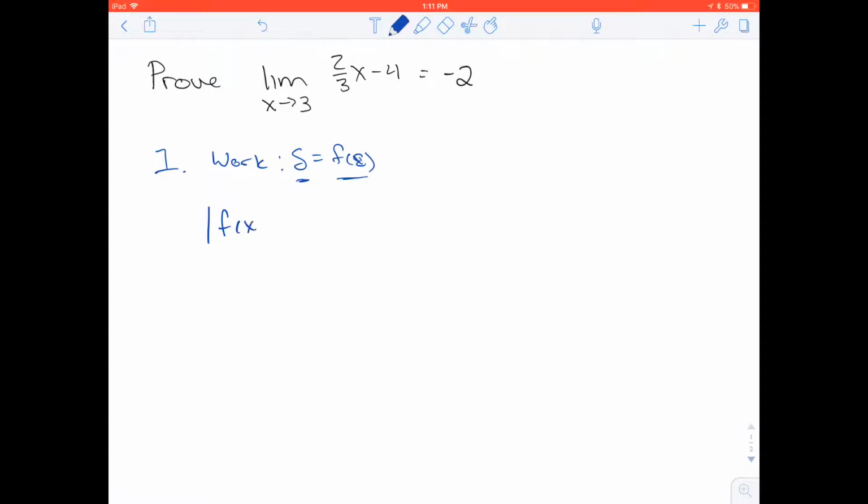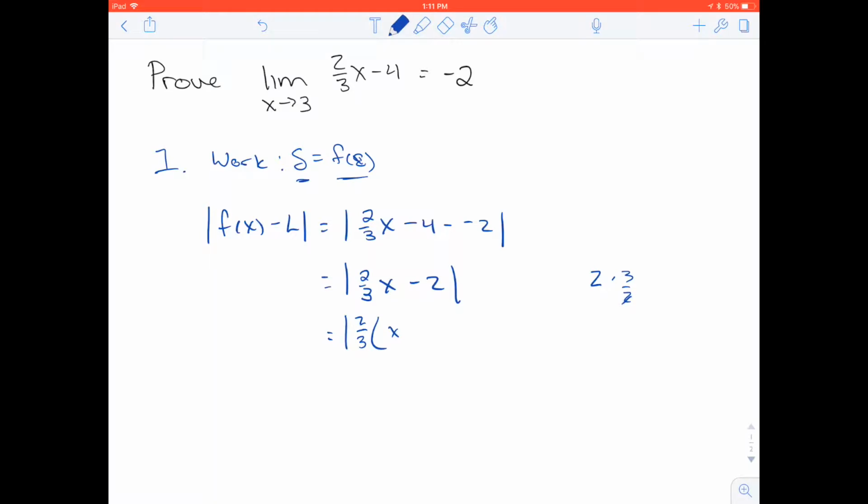So we get our f of x minus L, right? Replace it with our values: 2/3 x minus 4 minus negative 2. We get 2/3 x minus 2. And we say, okay, what do we want to factor out? We want to factor out a 2/3, right? And when we factor out a 2/3, it's really like multiplying by 3/2. So if we take that 2 and multiply it by 3/2, we'll be left with 3. Right? So we can get 2/3 times x minus 3, which is exactly our x minus a value, minus 3.